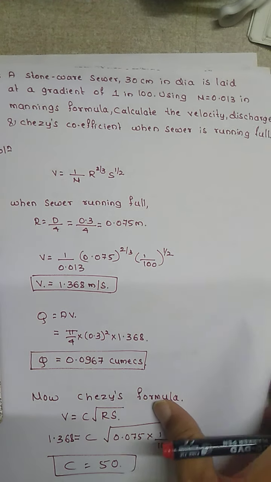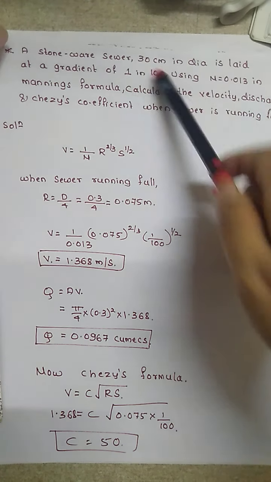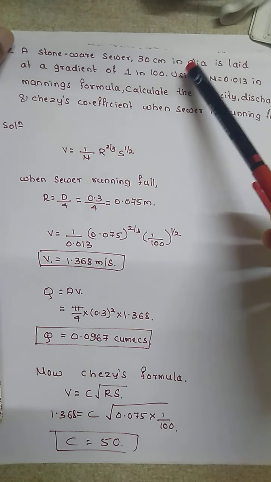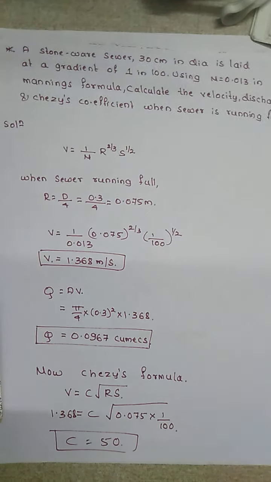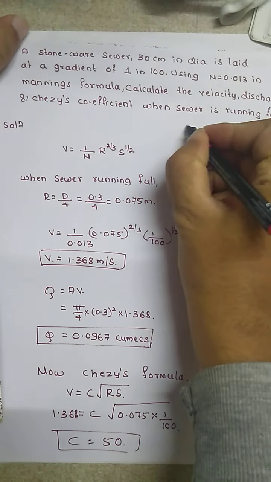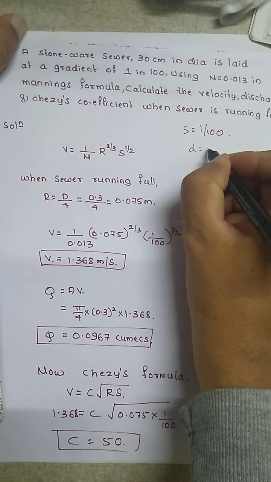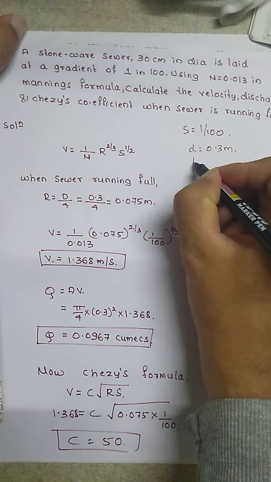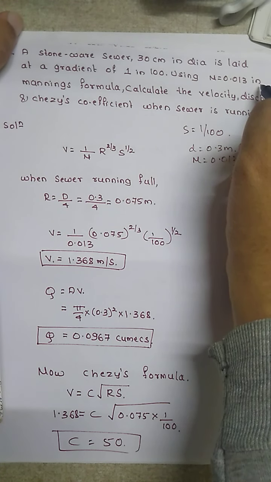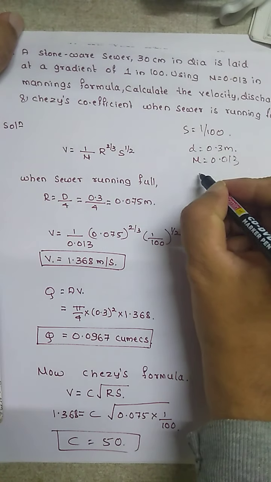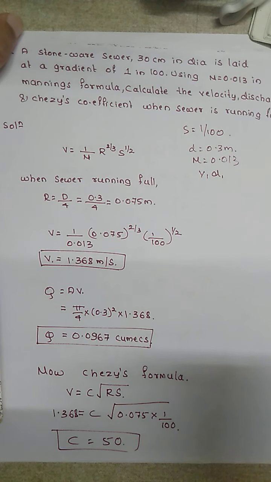Now we will solve another problem. A stoneware sewer of 30 centimeter diameter is laid at a gradient of 1 in 100. So S is given, that is 1 in 100. Then D is given, that is 0.3 meter. Then N is given, 0.013, the N value in Manning's formula. Calculate the velocity and discharge by using Church's constant when the sewer is running full.